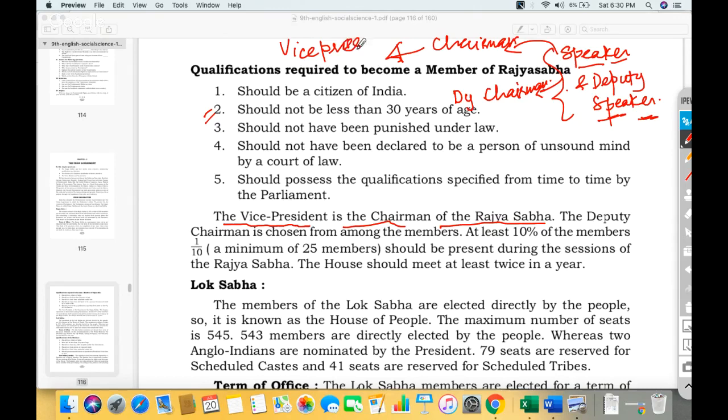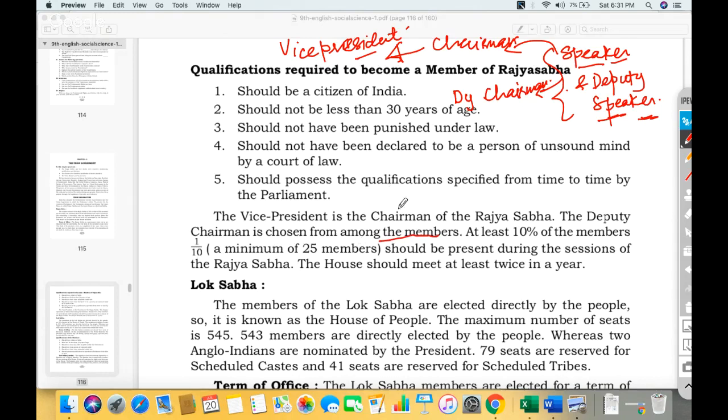So a question can be asked that who is the chairman of Rajya Sabha. You need to tell that the chairman of Rajya Sabha is vice president. And who is the vice president now? Mr. M. Venkaiah Naidu is vice president of India now. So chairman of Rajya Sabha now is Mr. M. Venkaiah Naidu. The deputy chairman is chosen from among the members.